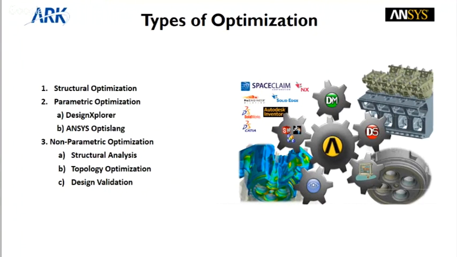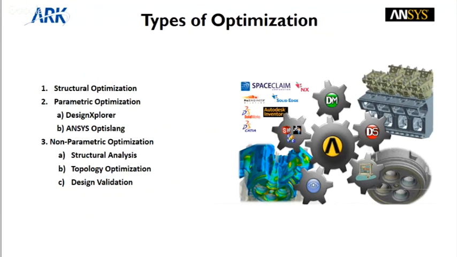Yeah. So in ANSYS, we see there are different types of optimization. The previous slide was well explanatory about the different objectives you may have, and now this slide tells you how you can fulfill your objectives in ANSYS. It is basically divided into three categories.